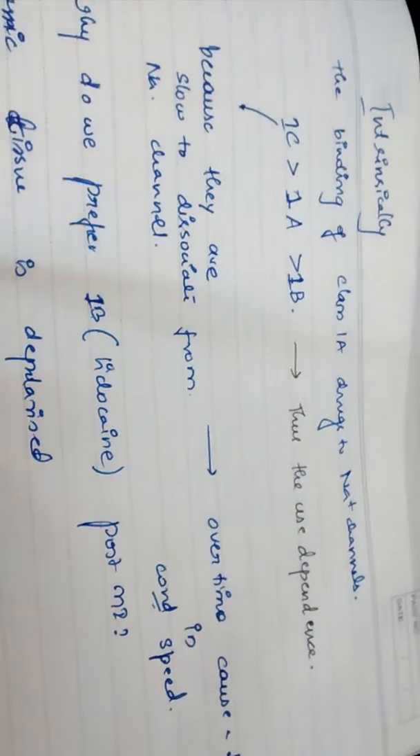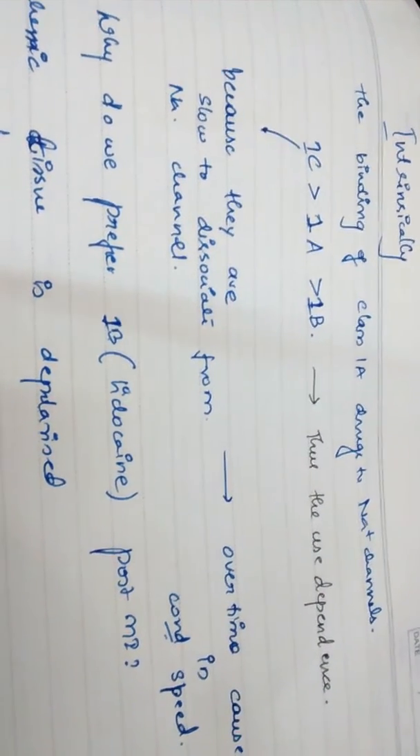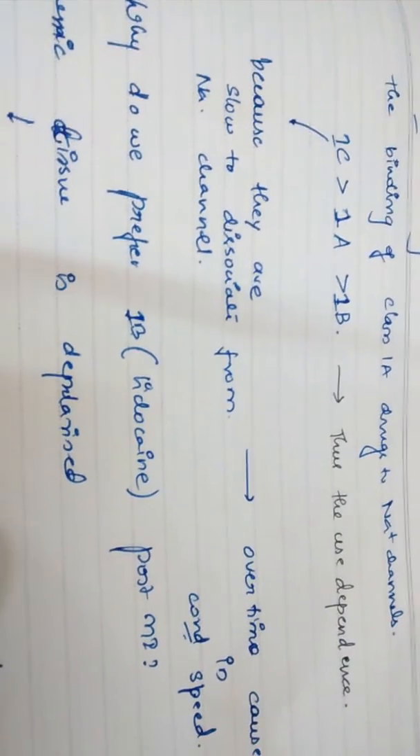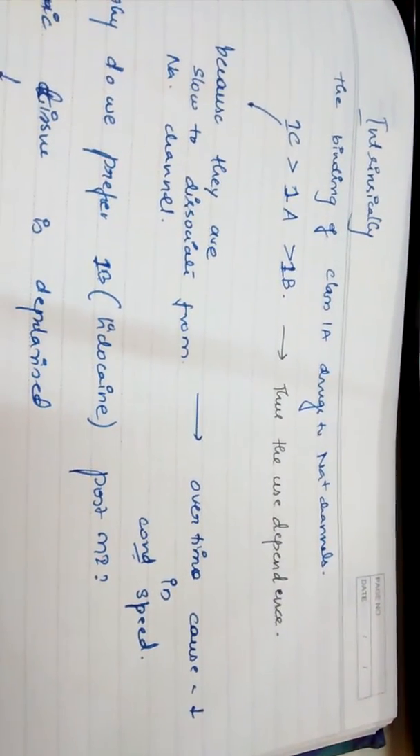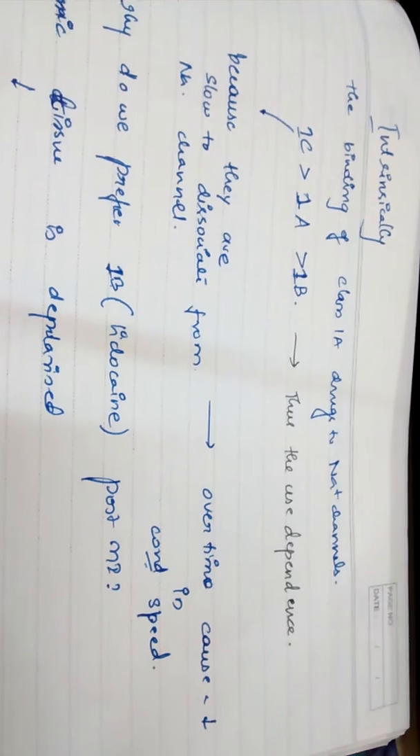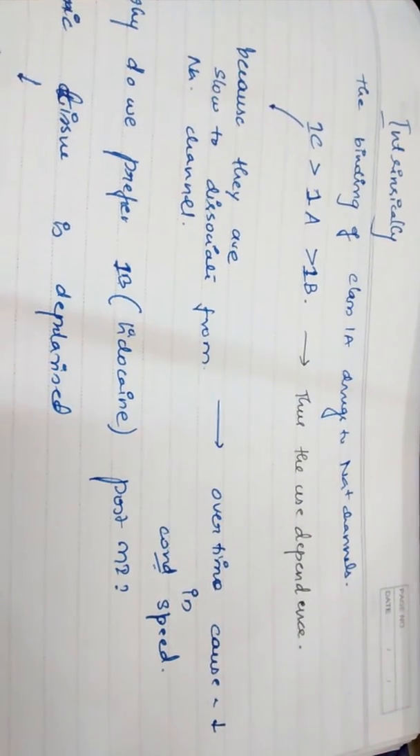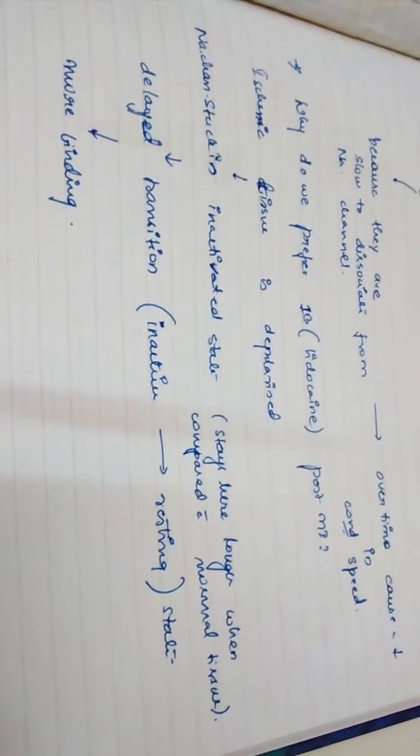Intrinsically, the binding of class 1 drugs to sodium channels is in the order of 1C more than 1A more than 1B. 1C, because they're slow to dissociate from the sodium channel, so over time it causes a decrease in conduction speed, and because the order of binding is as such, the use dependence is also going to show a similar trend. 1C drugs over time will have made a bigger difference to the cardiac tissue than 1A and 1B.